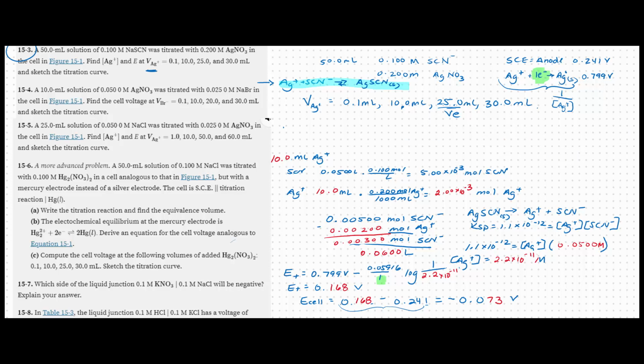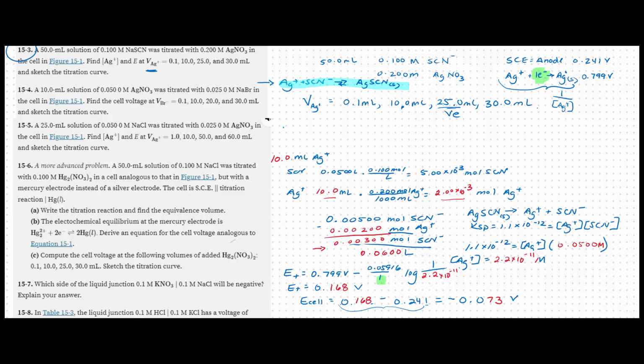We still start with the same amount of thiocyanate, and that's 5 times 10 to the negative third moles. But this time we have 10 milliliters of silver. So we have found that there are 2 times 10 to the negative 3 moles of silver that were added. That means 2 times 10 to the negative 3 moles of thiocyanate have been taken out of solution because they've been made into this solid. So the leftover thiocyanate is equivalent to 0.003 moles, but we need to divide that by the total volume in order to find the new molarity.